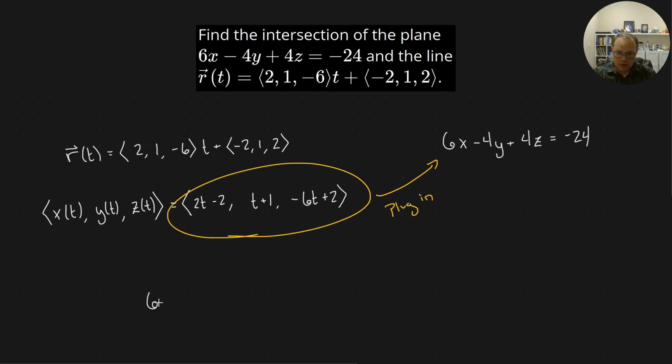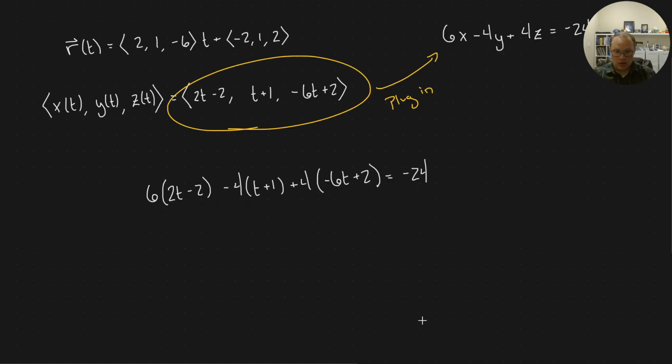Okay? So x would be 2t minus 2, minus 4 times y, where y is t plus 1, and then plus 4z, where z is negative 6t plus 2. And on the other side, negative 24. And if I can solve for t, that will tell me where on the line I am intersecting the plane. Okay? So this is just one equation, one variable. This is now an algebra 1 problem.